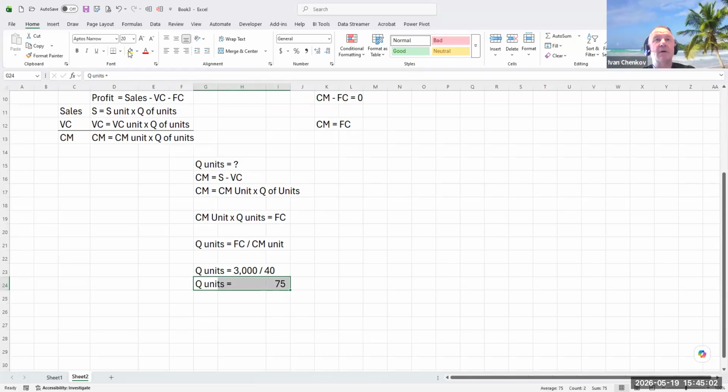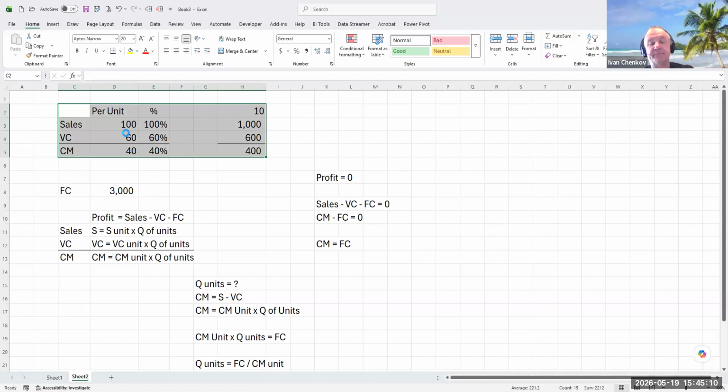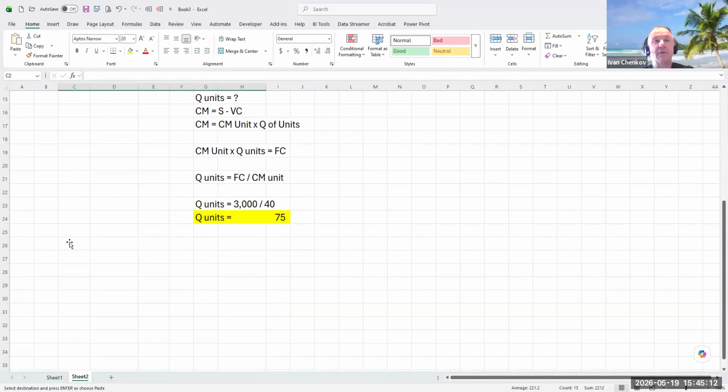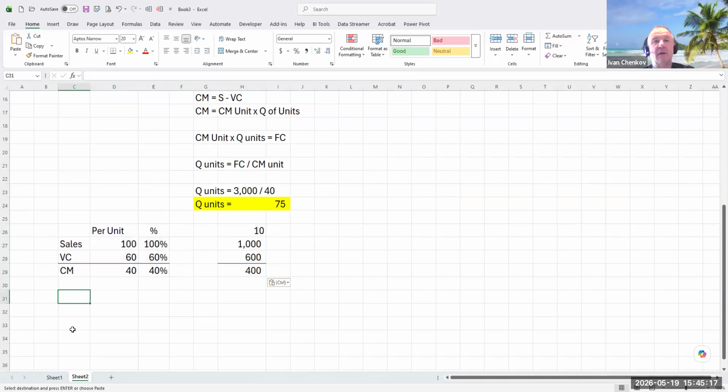And now you can tell me, ha ha ha, very funny. Teacher, you're very funny, but we don't believe you. So what we have to do is test this formula. How am I going to test it? Well, very simple. I'm going to flip it here. And what I know is that my fixed cost is $3,000.